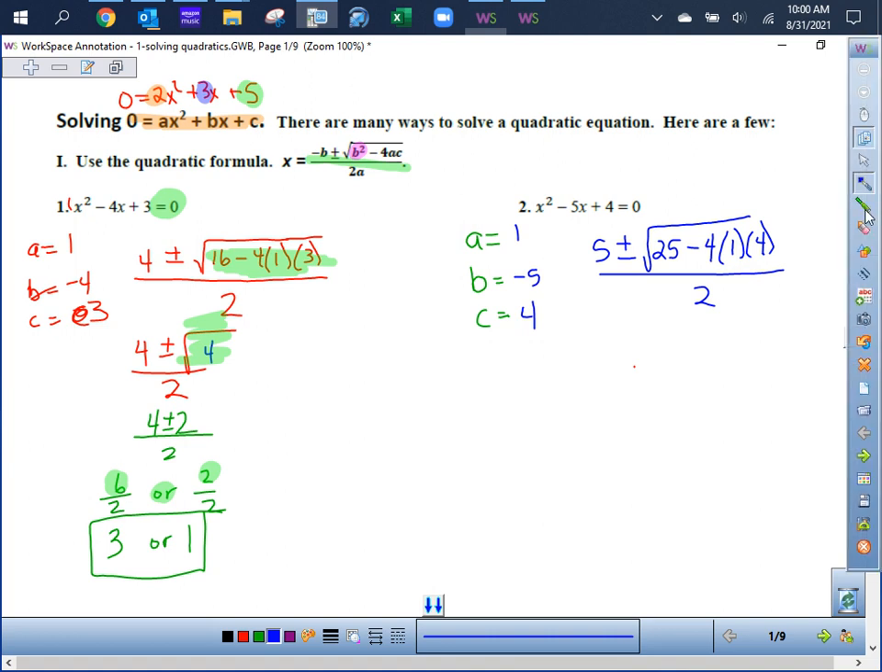Let's find this. Anybody remember what it's called? Starts with a D. It's called the discriminant. Punch it in. Punch it in.